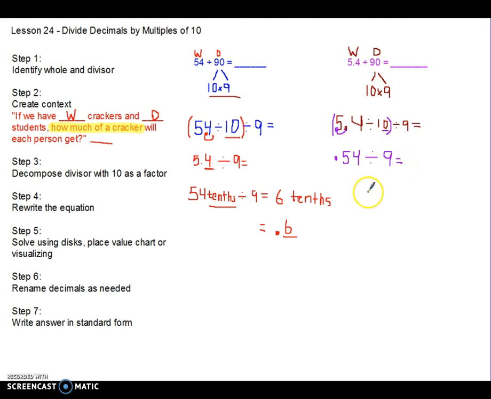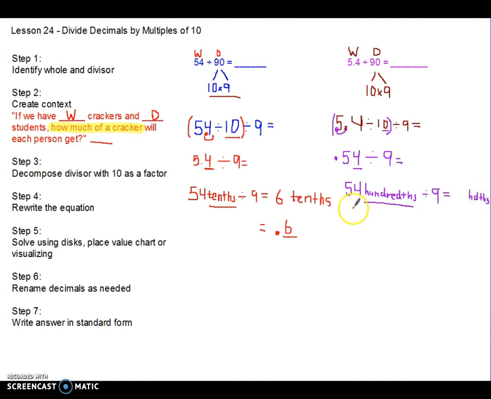And now I like to rename my decimals just because it makes it easier to think about. The last place value, the lowest place value here, is in hundredths, so I'm going to rename my decimal in hundredths, and I have 54 hundredths divided by 9. I'm going to take a look at what my label is going to be. The only label I have here is hundredths, so I know that my answer is also going to be in hundredths, which I'm going to abbreviate with HDTHS, so that I know that it's hundredths.